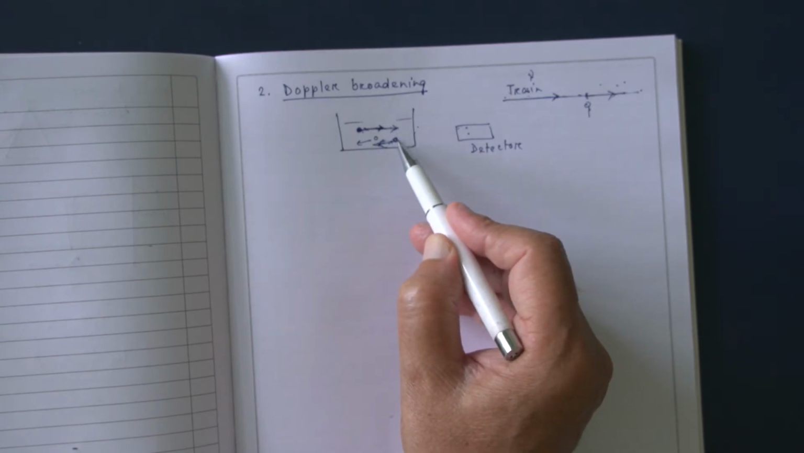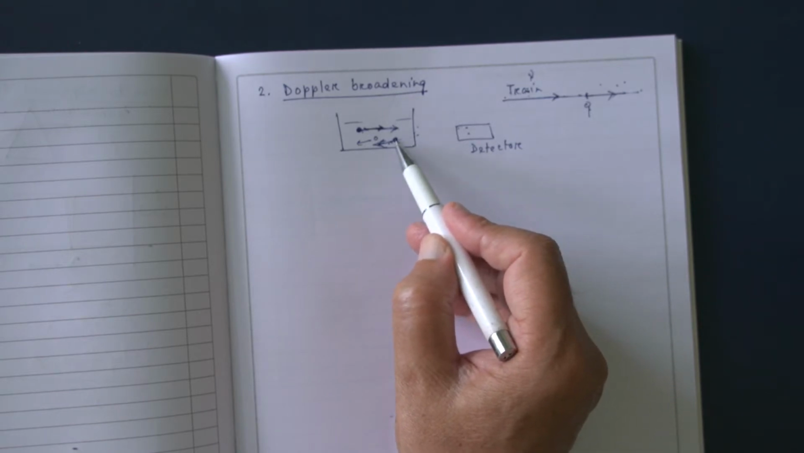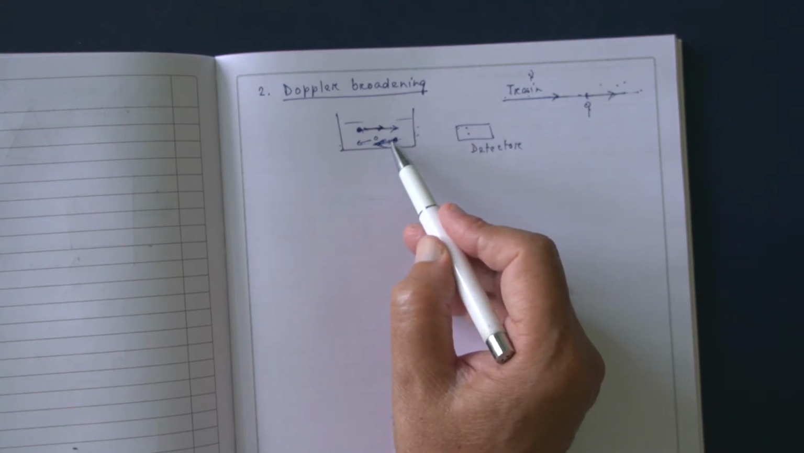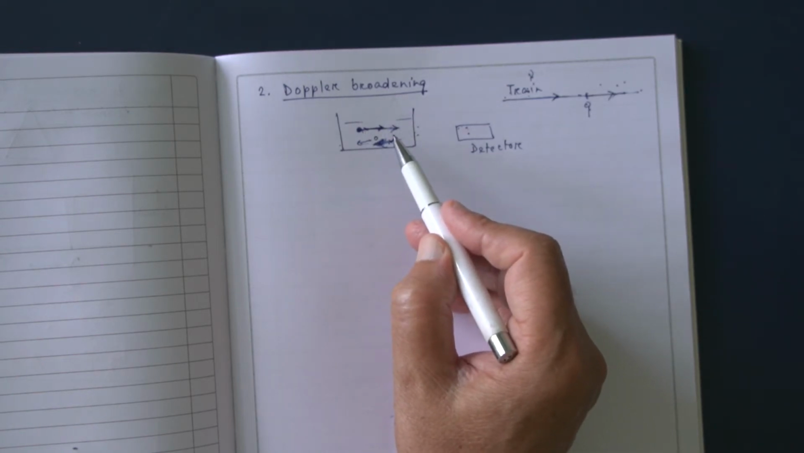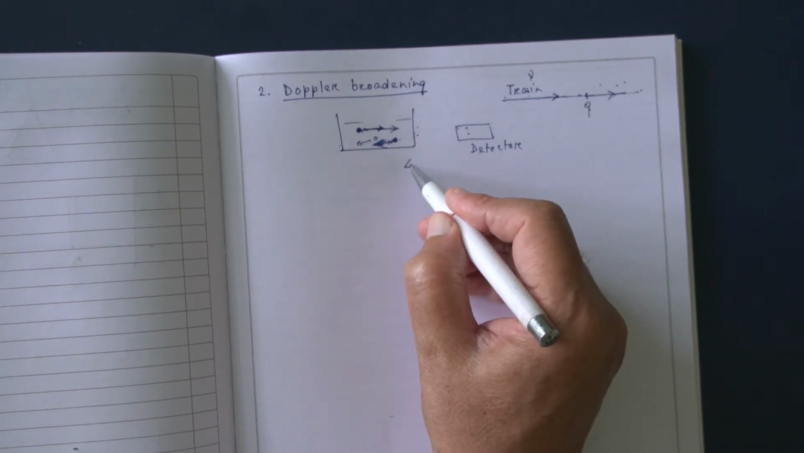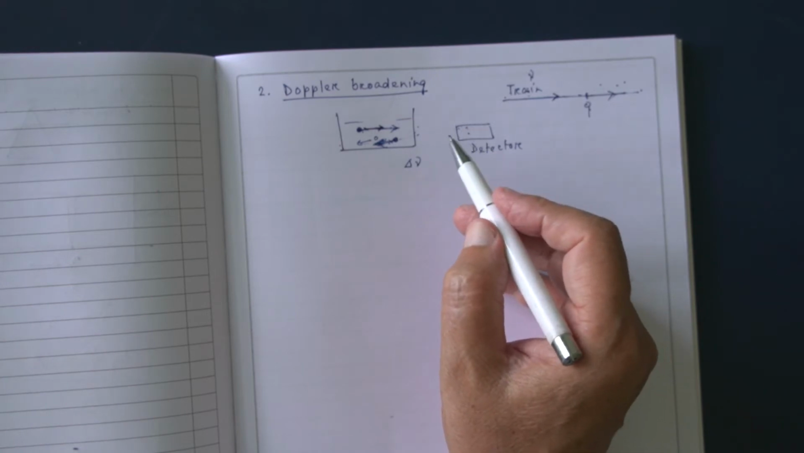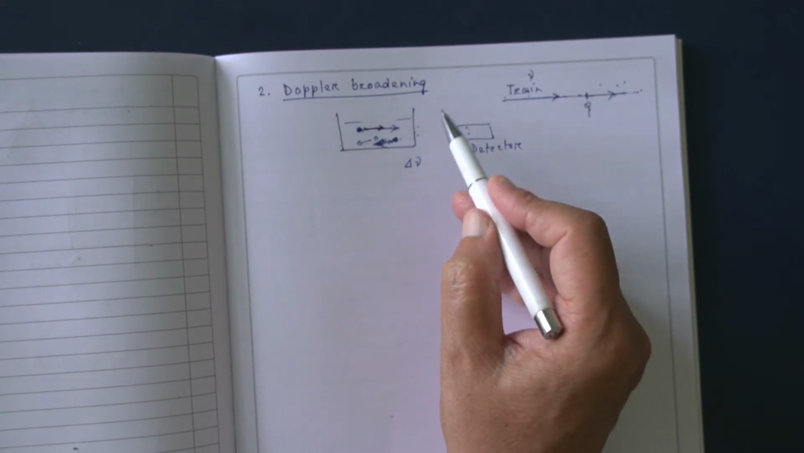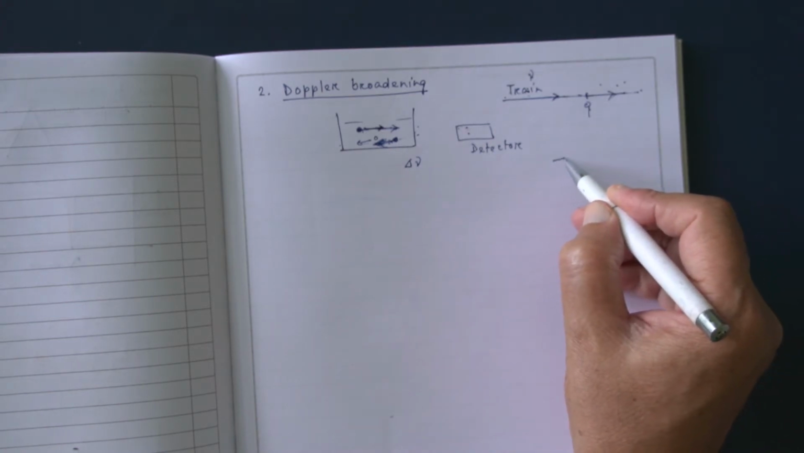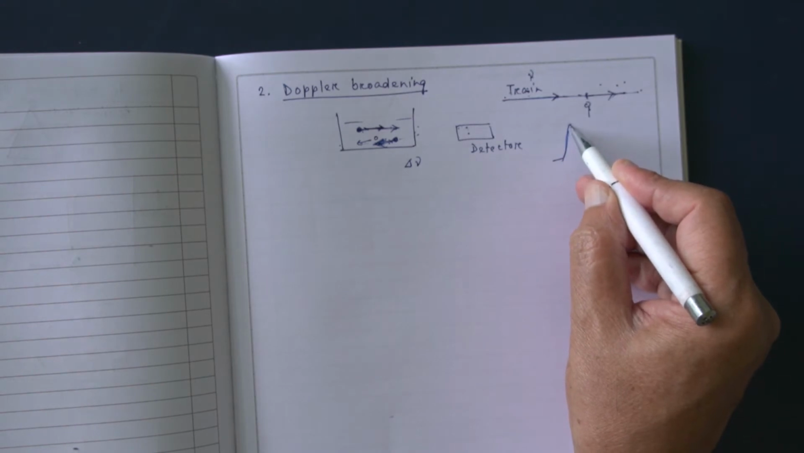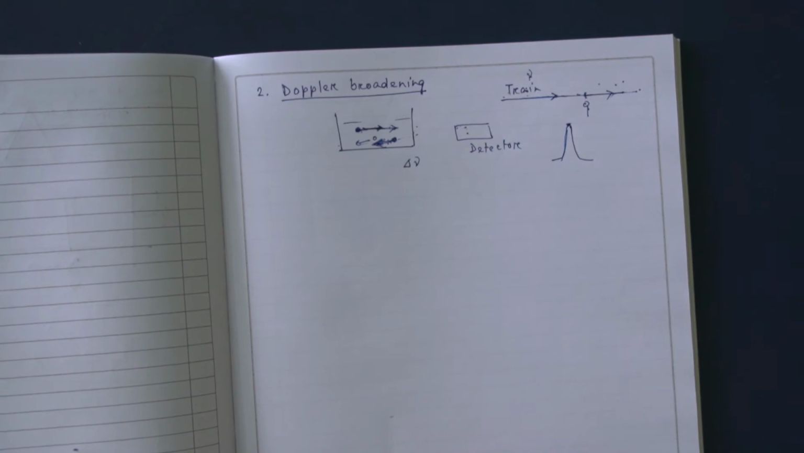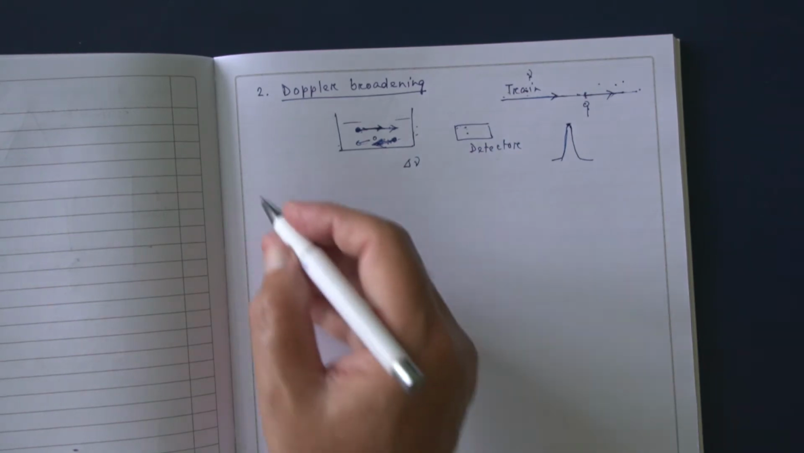Okay, it is emitting radiation, but it is moving in this direction, so it is moving away from the detector. So frequency decreases, frequency increases. So there is some uncertainty in the frequency, which means the spectral line becomes wide, just like this. There is some width of the spectral line. Okay, this is the second reason.